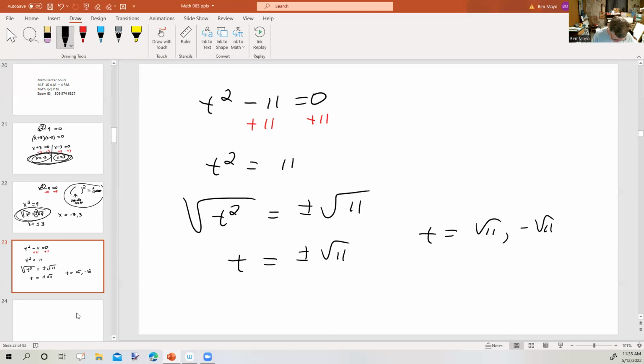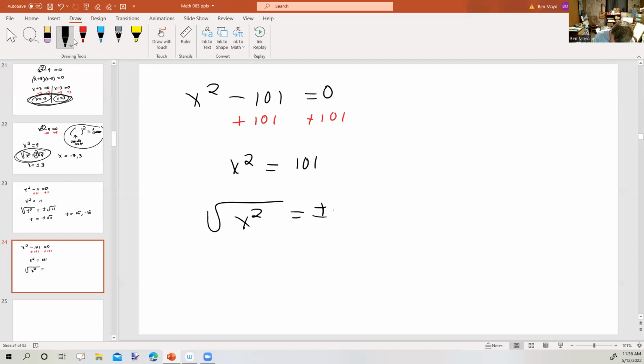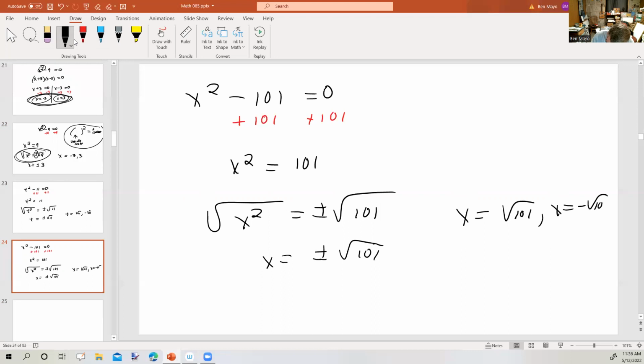Okay. No. Let's take a look at another one. X squared minus 101 equals 0. So again, I'm going to add 101 to both sides. So now I've got x squared equals 101. Take the square root of both sides. Don't forget the plus or minus. And 101 doesn't have any perfect square factors. So basically x equals the square root of 101. X equals negative square root of 101.